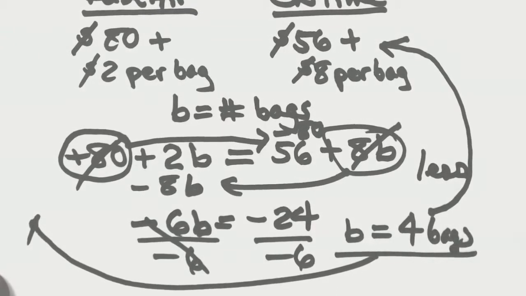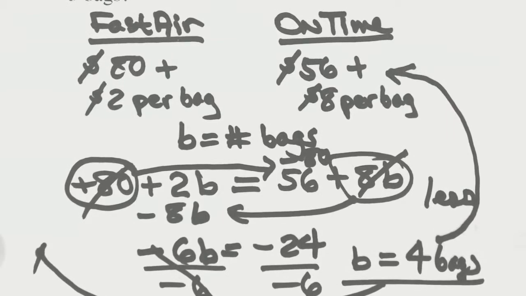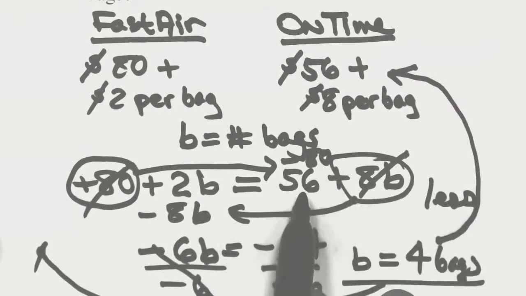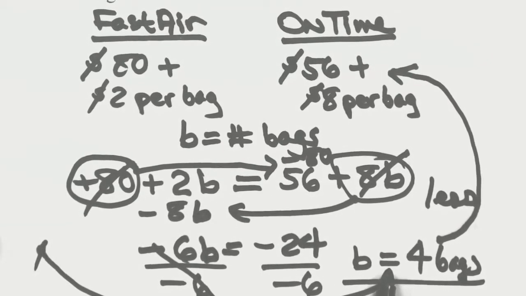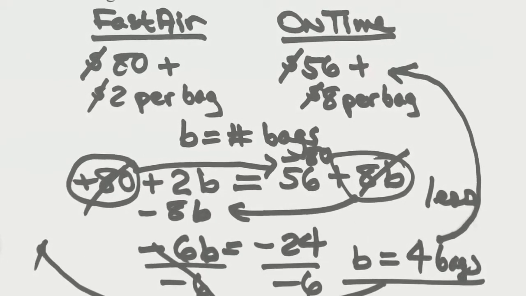Now, let's look at this again. Here's the idea. What we did was we equated the costs of both of these. 80 plus 2b equals 56 plus 8b. We solved it and found out that the break even was 4 bags. If you were taking 4 bags on the flight, the cost would be exactly the same in both.